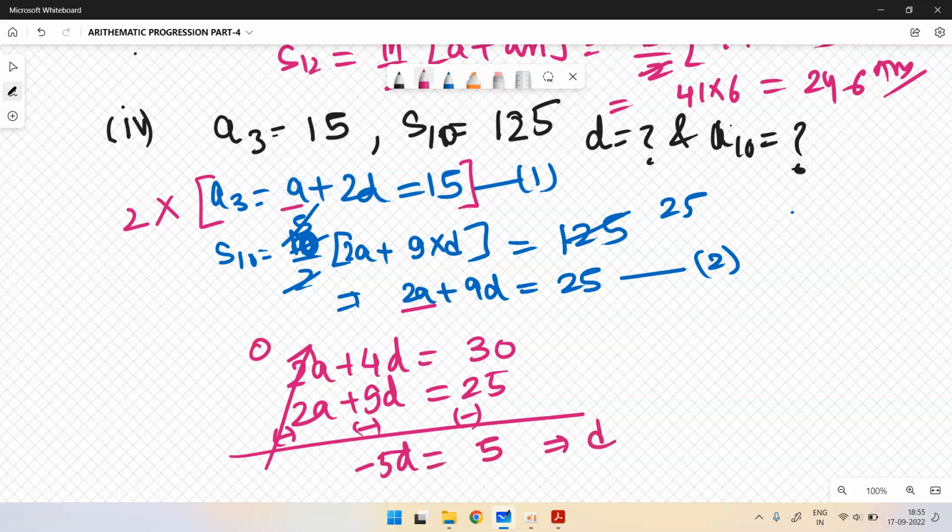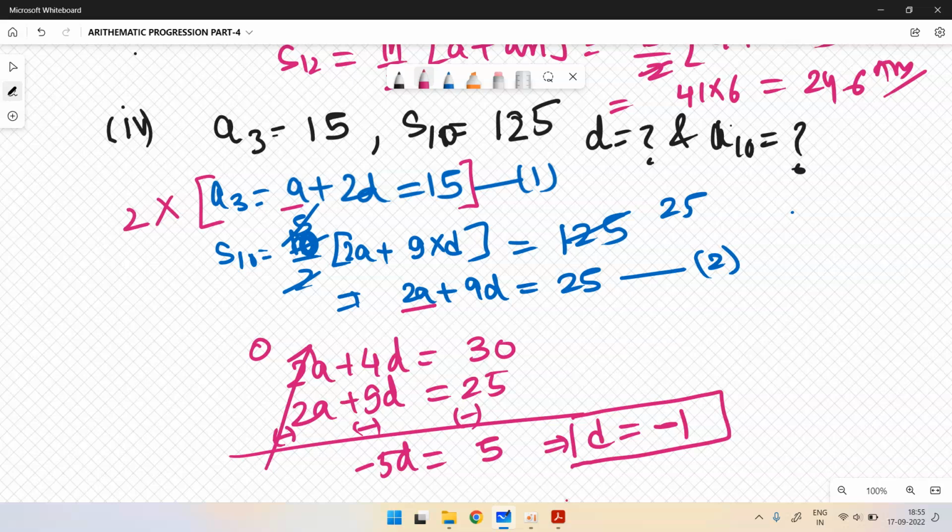Implies that the value of d is 5 by minus 1, which is minus 1. D is minus 1, which is not the answer, this is the value of d. So d you have calculated. What is A10? Now A10 we need to calculate. A is not given, sorry. A is not given, A10 we need to calculate.